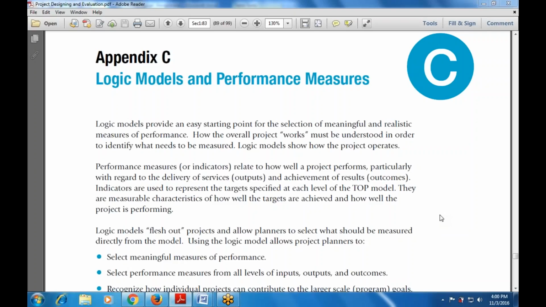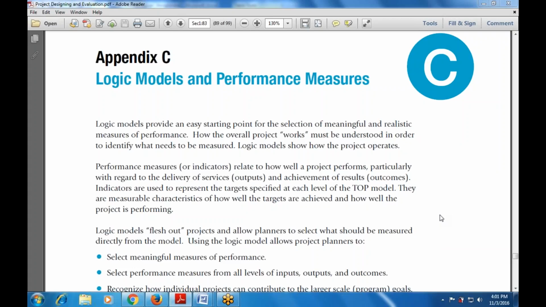Continue to Appendix C. That is, what are the various logic models and what are the performance measures, what are their effects, and how they are used with the logic model to gain the data that is available. Appendix C: the logic model and the performance measures.